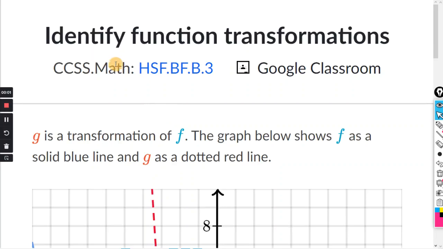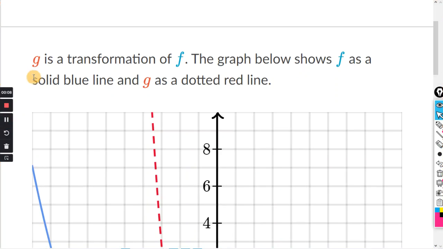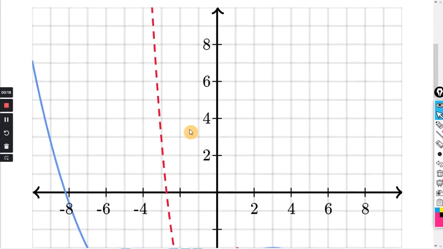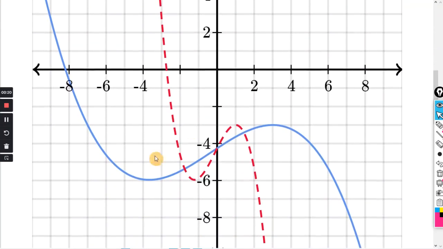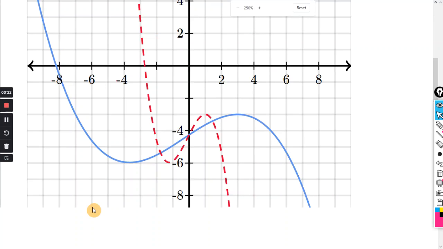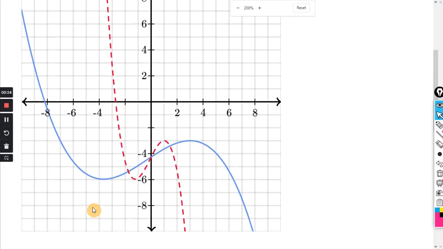This will be for the exercise, identify function transformations. In all of these, I believe f will be the original and g will be the transformation. f will be the solid blue line and g will be the dotted red line. That's probably the same for all of them. Anyhow, let's look at what we have here.